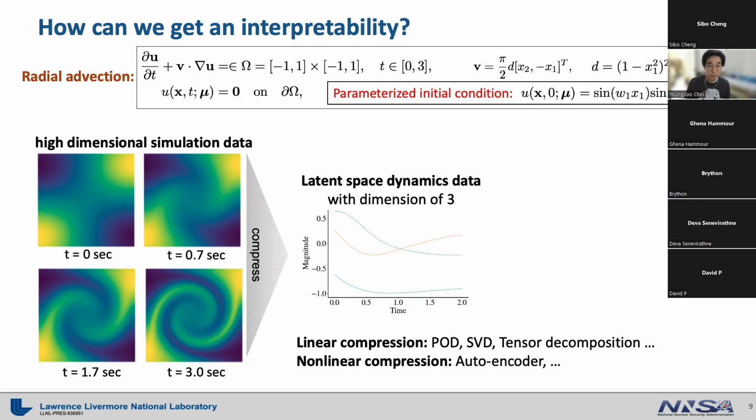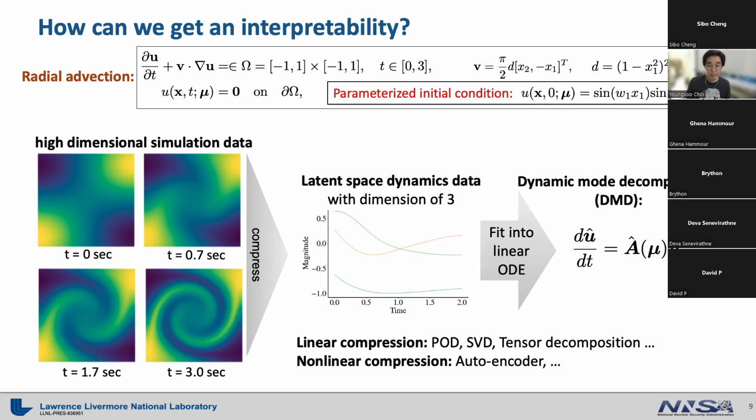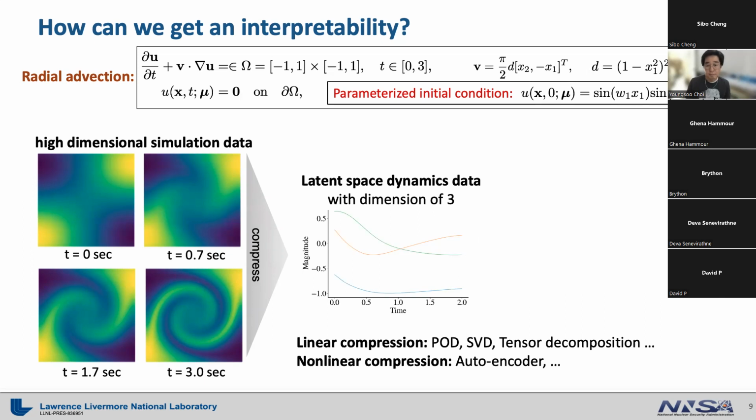There are two types of compression in general. The first one is linear compression. Proper orthogonal decomposition and tensor decomposition fall into this category. And the other one is nonlinear compression. Autoencoder, generative adversarial network, and so on, fall into the nonlinear compression category. Now going back to the latent space dynamics data, this low-dimensional data is a lot easier and more manageable to fit into a model.